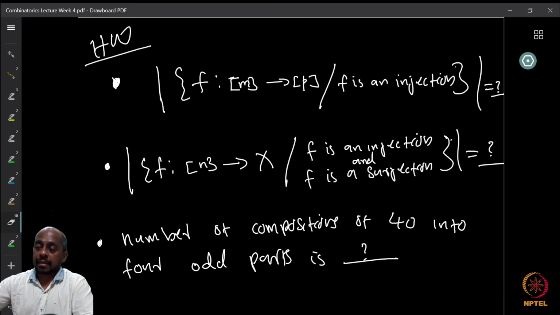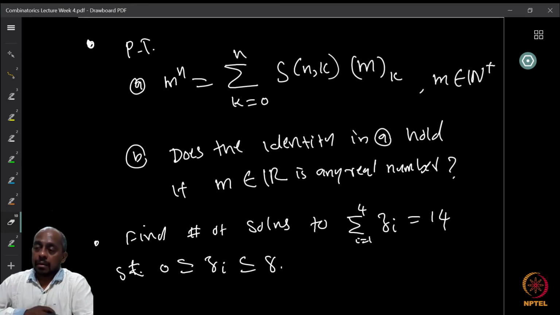Next question is to prove that m raised to n is equal to the summation k equal to 0 to n of S(n,k) times m^(k) (the falling factorial), right? Now for m a positive integer. Now suppose I let m be an arbitrary real number instead of a positive integer. Does the identity that we gave in part A hold? If it doesn't hold, you have to give some counterexample, and if it holds, you have to prove it.